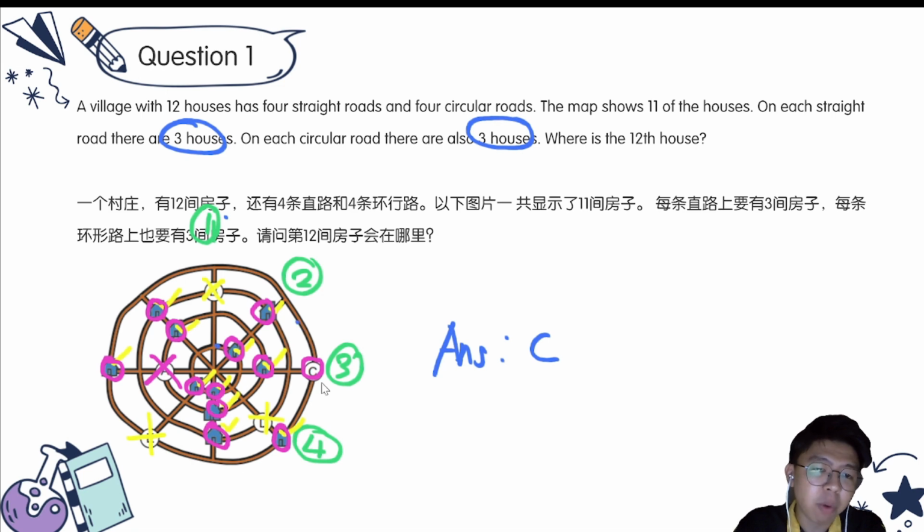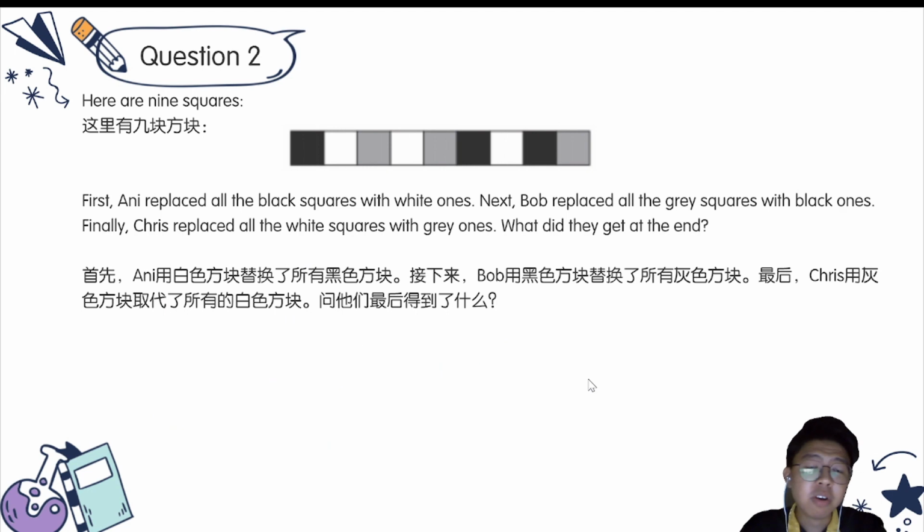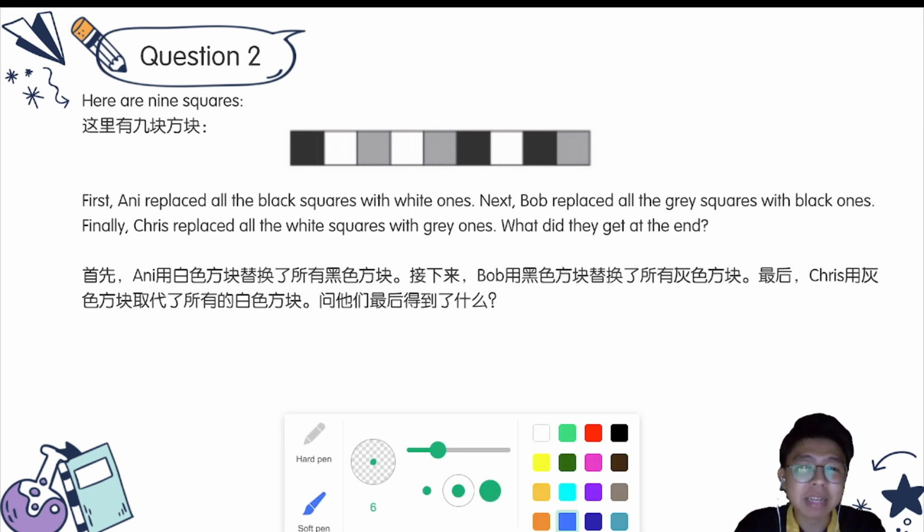So one by one, follow the order here. Now, for the second question, I can see most of you didn't get it right, but it's fine, because this question is actually a step-by-step question, not a one-step question. I can see most of you, when you see the whole sentence here, it says that Annie replaces all the black squares with the white ones.